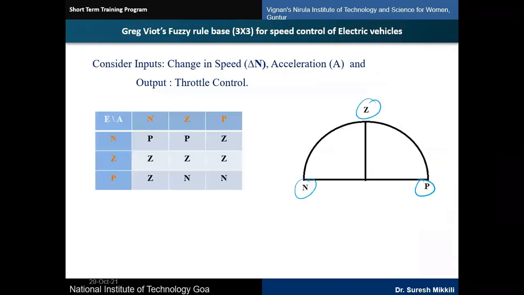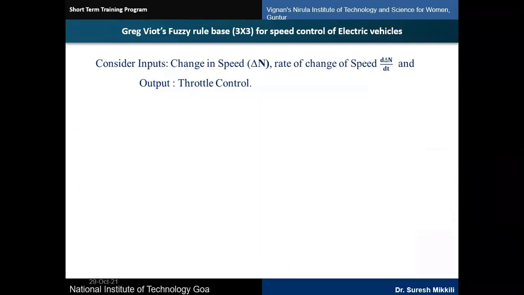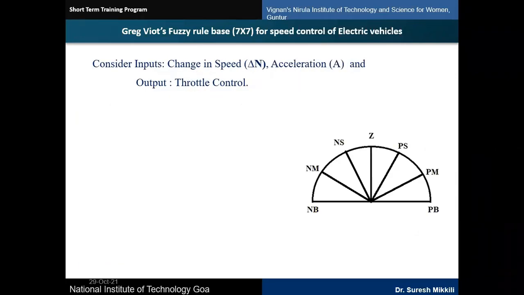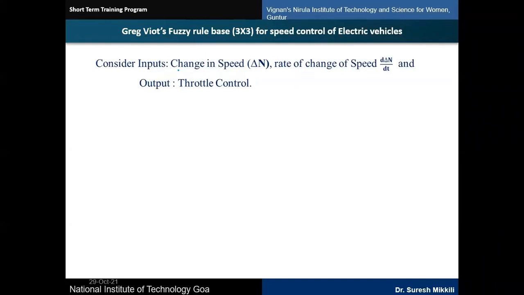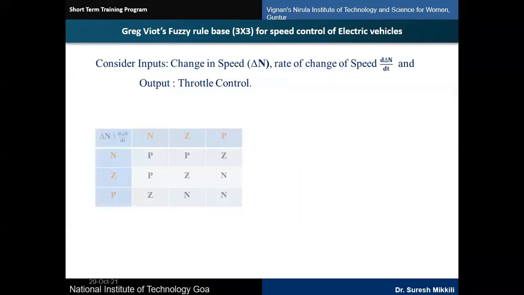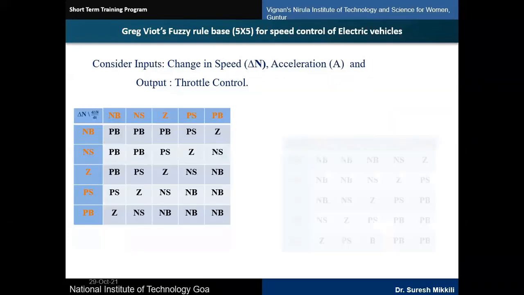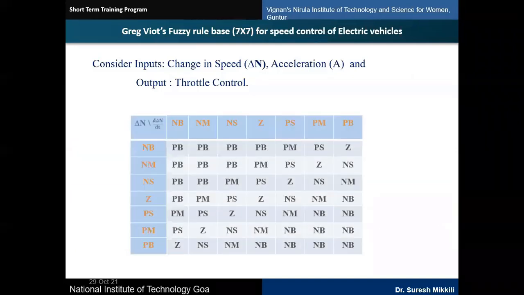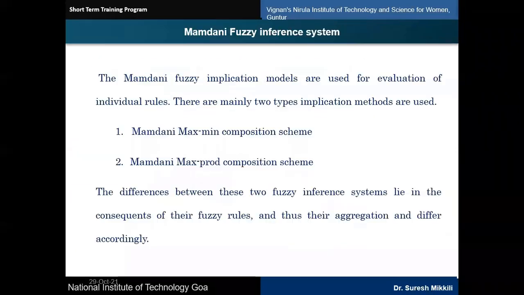One is based on where the acceleration position is, where the error is. The second is the change in speed, the rate of change in speed, due to the wind favoring or opposing, so the rate of change of speed is changing. Earlier, both were different attributes: one was speed, one was acceleration. Now the inputs are the same attribute. So how is the rule base designed? 3 by 3, 5 by 5, 7 by 7, how the rule base can be designed, I will explain tomorrow.